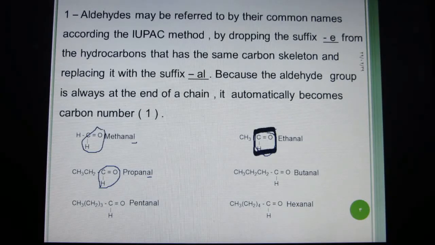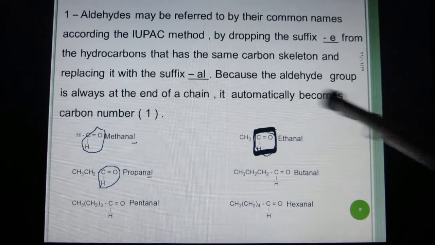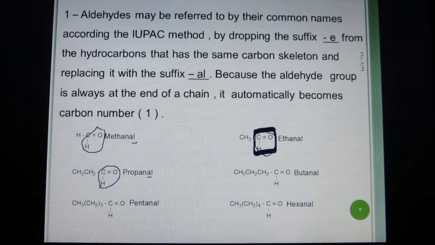Now let's speak about how we can name the aldehydes by IUPAC. First, we search for the longest chain which contains the carbonyl group, and the carbonyl group must be at the end of the chain if we speak about aldehydes. Second step, we remove the letter E from the suffix -ane and put -al. Because the aldehyde group is always at the end of the chain, it automatically becomes carbon number 1.